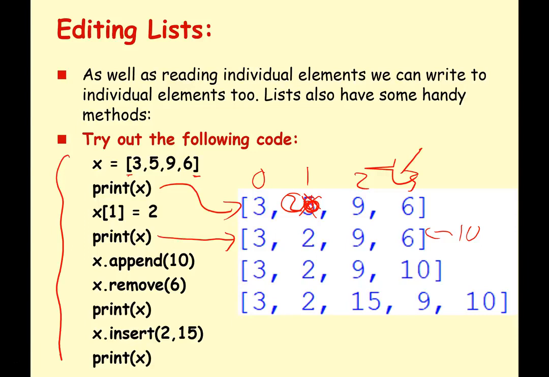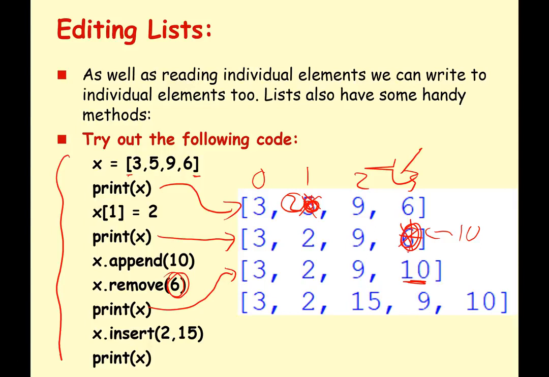The next line, x dot remove 6. Look through the list, remove this data item. So remove the 6 from your list. Then we print it again. And it's 3, 2, 9, 10. 10 because we've appended that to the end of the list. There is no 6 because we've removed it.